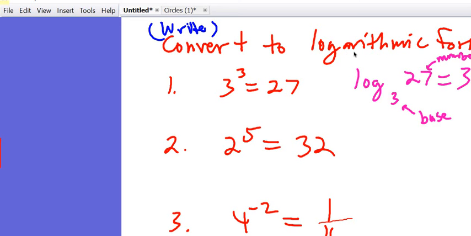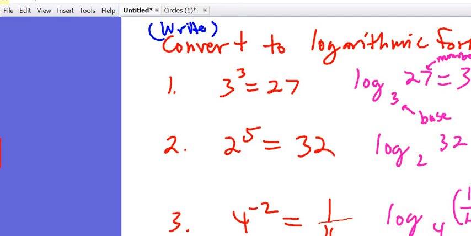Number 2. Maybe log base 2 of 32 equals 5. There you go. So easy. All right, what about here? Log base 4 of 1/16. I don't know that one. Boy, y'all look good. There you go.